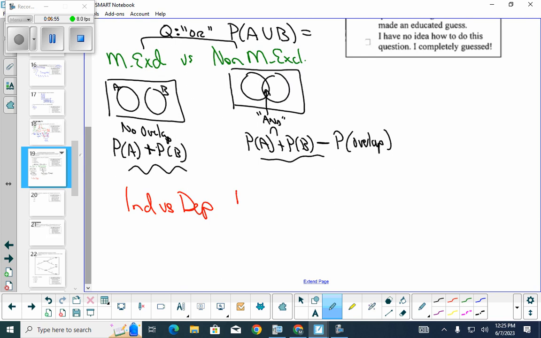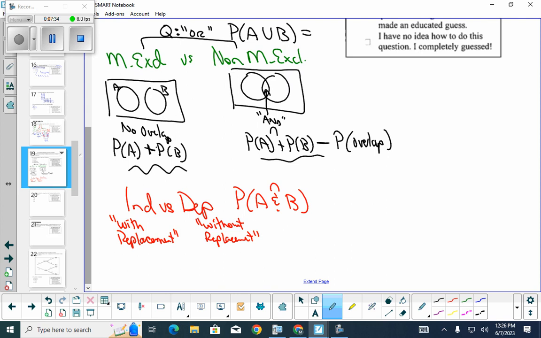Independent, dependent, these are questions that are A and B. Independent, you're looking for the words with replacement. Dependent, you're looking for the words without replacement. Essentially, dependent means the first event affects the second event. It's like pulling a candy out of a jar, eating it, and then pulling another candy out of the jar.